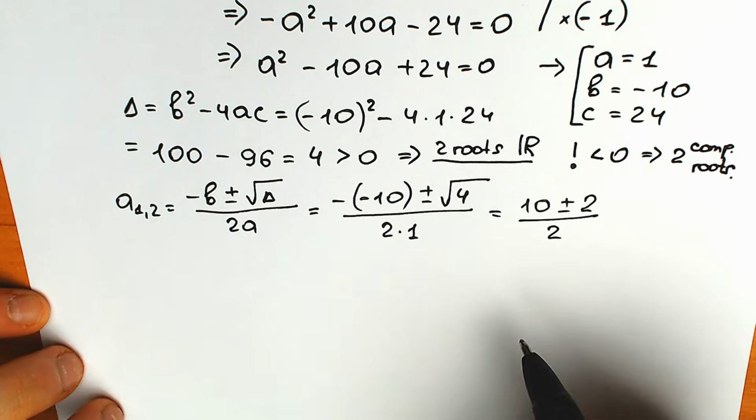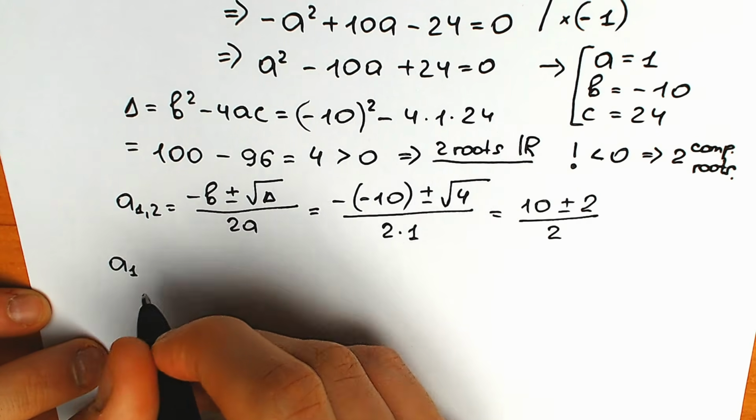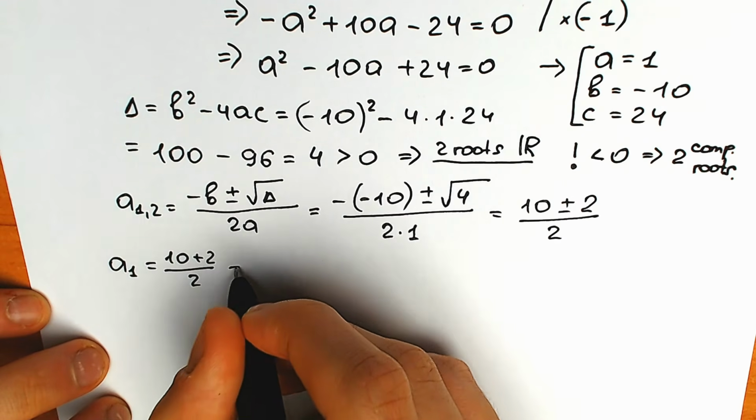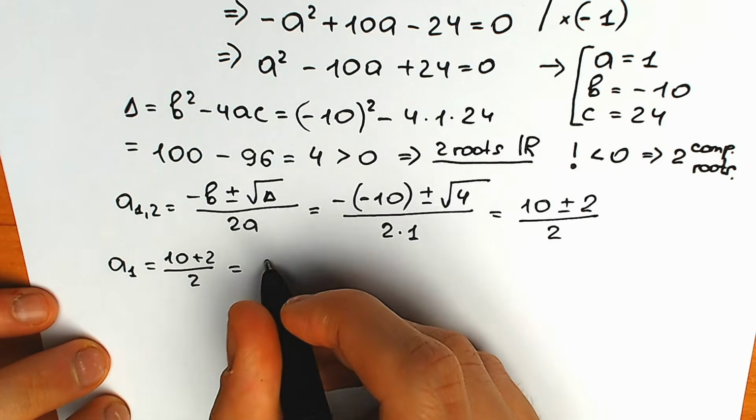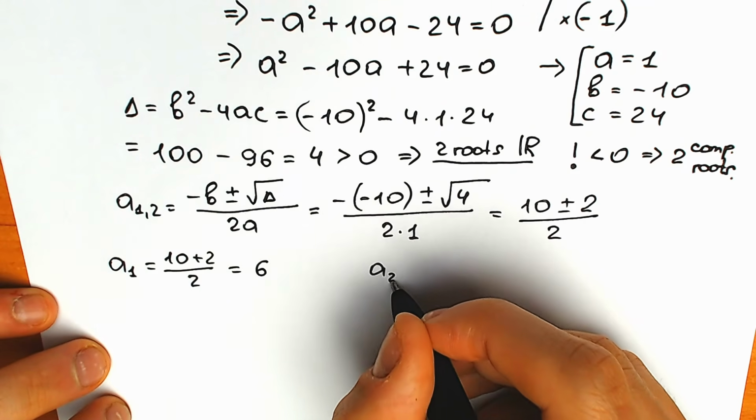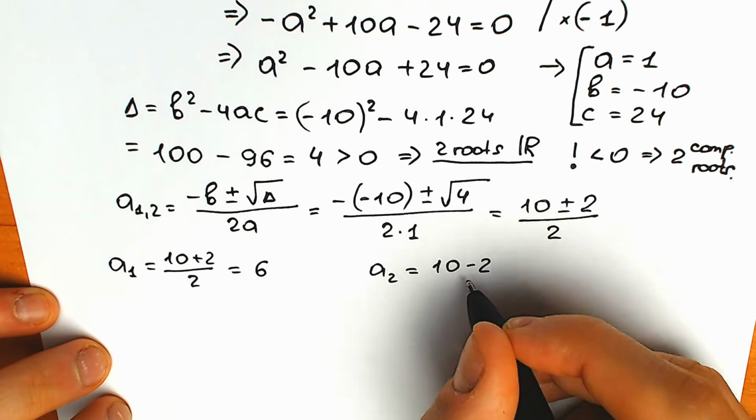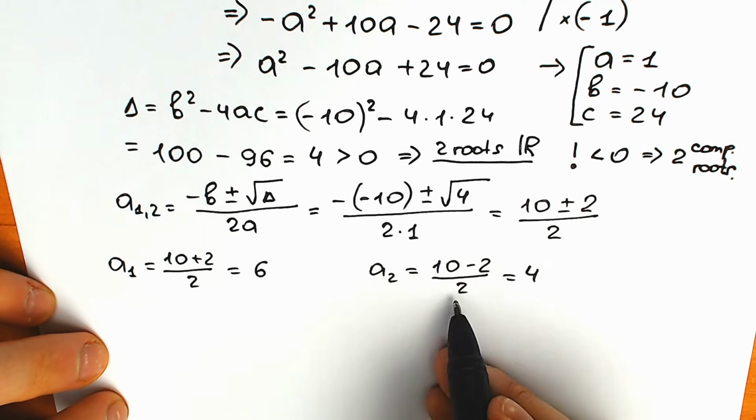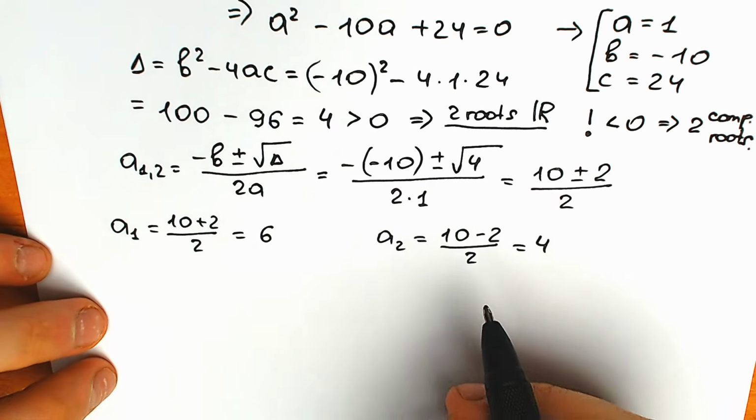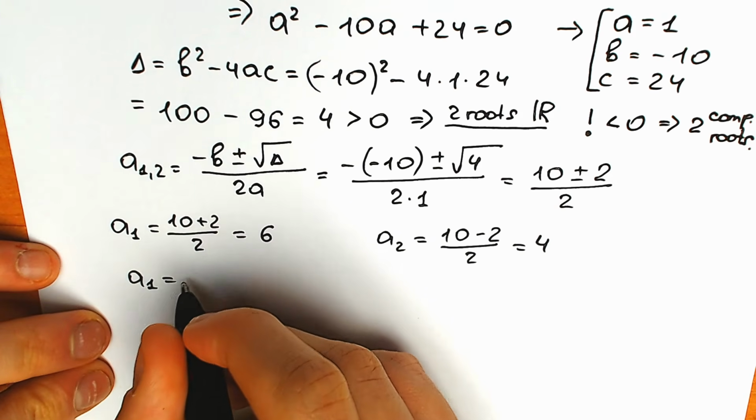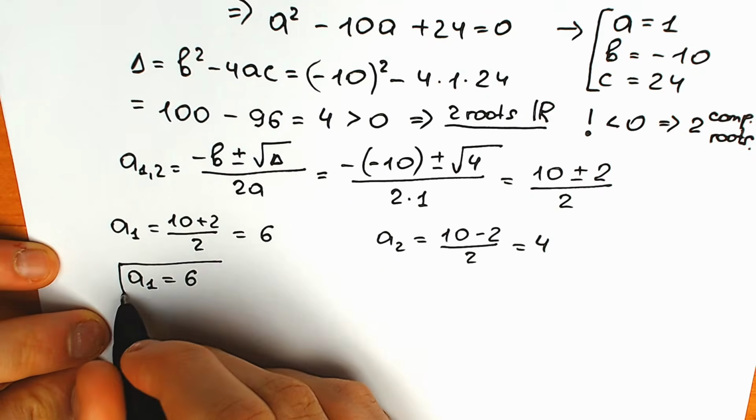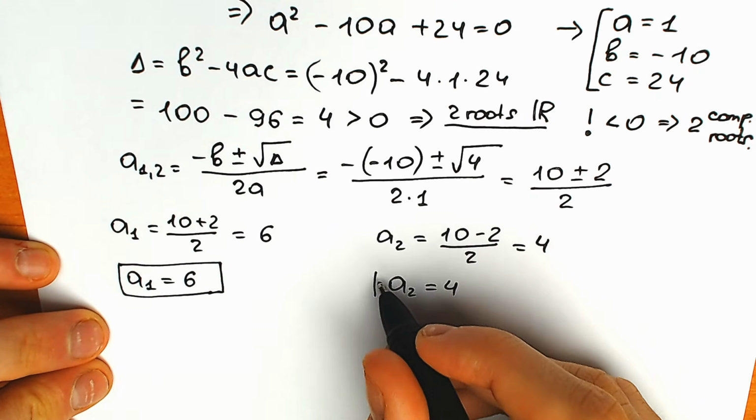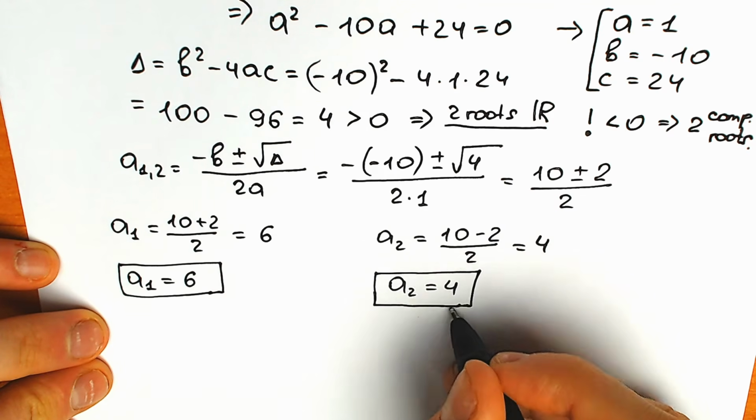So let's write a first equal to 10 plus 2 over 2, which is 12 over 2 equal to 6, and a second equal to 10 minus 2 over 2, which is 8 over 2 equal to 4. So right now we have a first equal to 6 and a second equal to 4. This is not yet a solution to this question. This is not a pair.